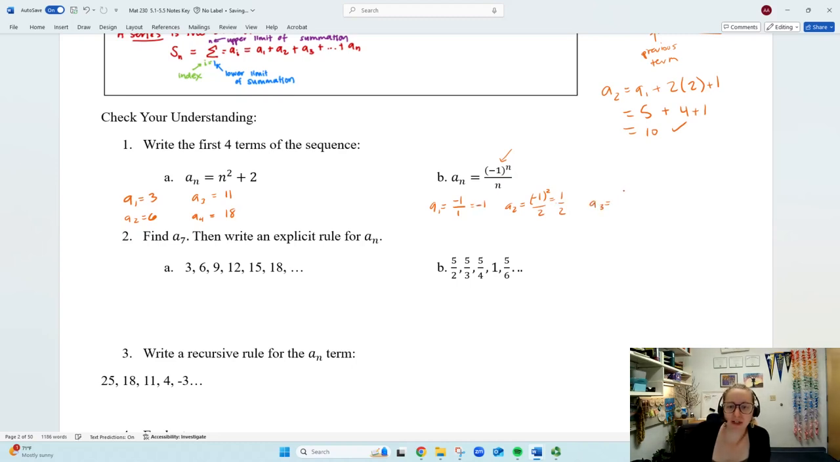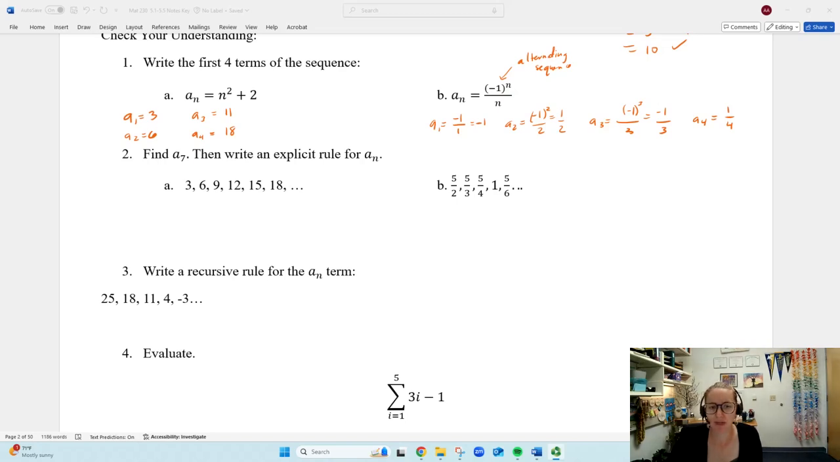My a sub 3, maybe you start to see this pattern. Now I'm cubing a negative, so I'm going to have a negative 1 there over 3. So it looks like negative 1, 1/2, negative 1/3, and my fourth term would actually be a positive because I'm raising my negative 1 to the 4th power over 4. So we actually call this an alternating sequence. And the reason why it's alternating, it goes from positive to negative to positive to negative, and that's that little negative 1 to the n power.